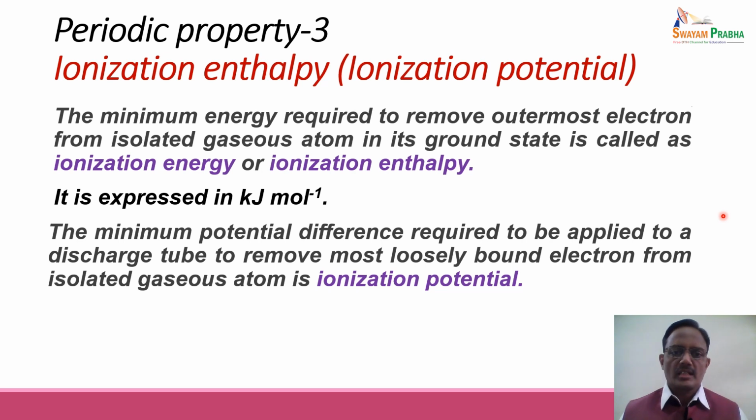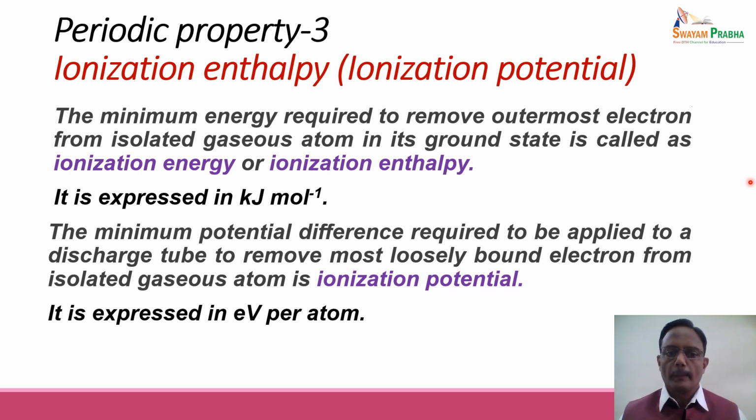The word potential has come from a different phenomenon or experiment, where the minimum potential difference required to apply to a discharge tube in order to remove the most loosely bound electron from an isolated gaseous atom is called the ionization potential. It is generally expressed in electron volt per atom or electron volt per mole. Both of them are used interchangeably and mean the same. Sometimes we use the word ionization enthalpy, sometimes ionization potential. Both of them mean the same.